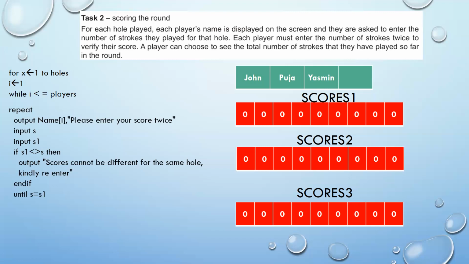That means if S and S1 are not equal, you'll keep on cycling in the repeat until loop. Because if the scores are not equal, that means I have made some mistake in my data entry. So this is like a validation check. It will take care that if S1 and S are not equal, you get an error message: Scores cannot be different for the same hole. So that was your code for checking the validation of the scores.